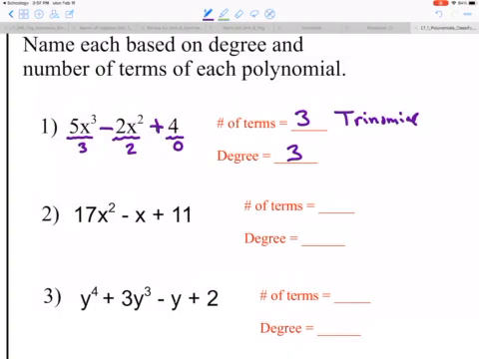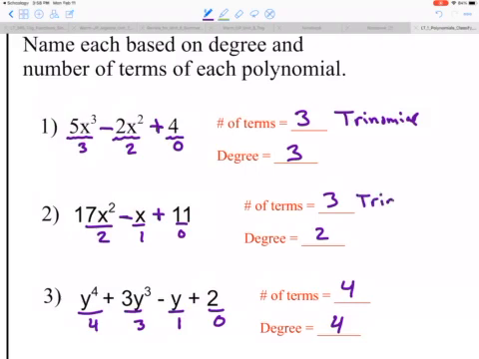All right, this one, number of terms, is 3. Degree, this is 2, 1, and 0, so the degree is 2. Number of terms, 1, 2, 3, 4. Degree, this is 4, this is 3, this is 1, and this is 0, so the degree is 4. So this guy we call a trinomial, and this guy is a polynomial.